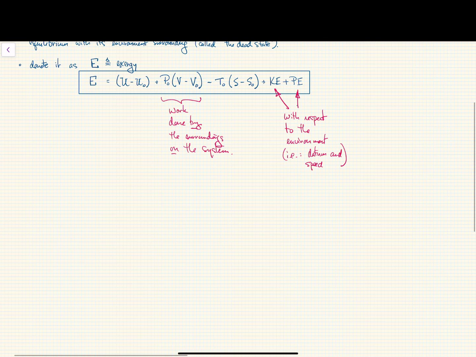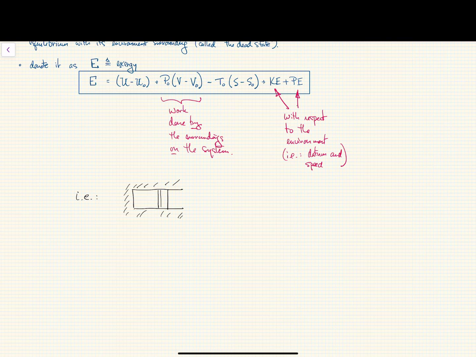I think it's easiest to see this work that is done by the surroundings on the system by an example such as this one. So I'm just going to draw a simple piston and cylinder system, so a closed system enclosed by a piston and a cylinder that's originally at a state P and V, just like above in the expression that we have there for Exergy.